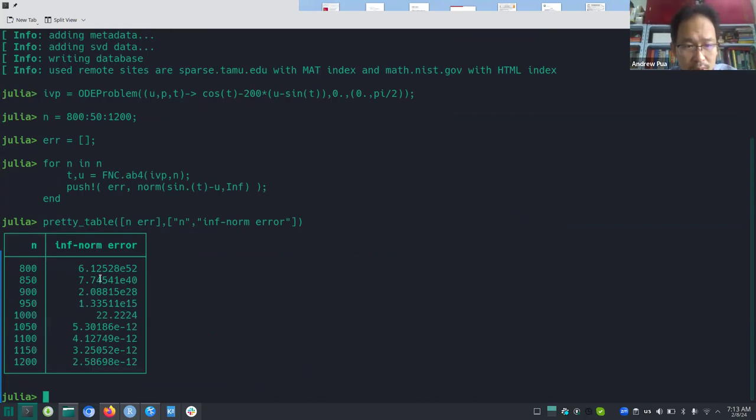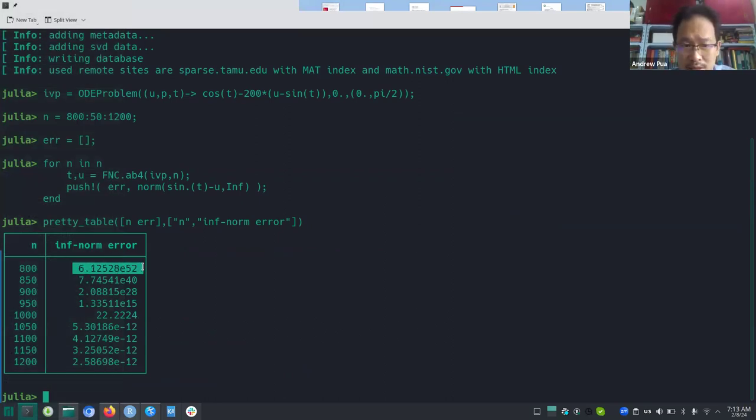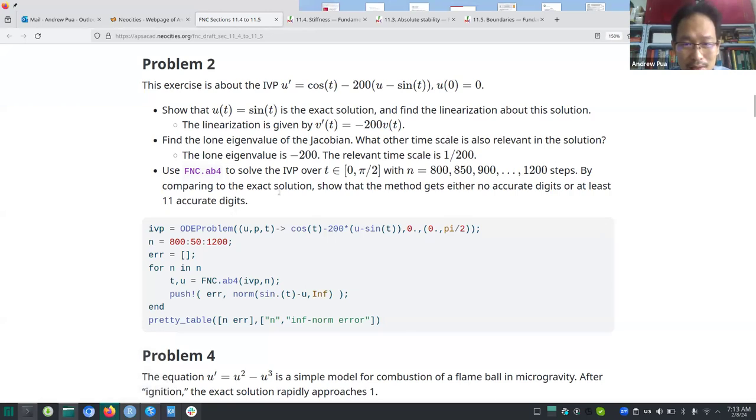And when you do the table, you quickly realize that when you use 800 steps, the error is proportional to 10 to the 52. And then when it gets to 1,000, it becomes 22. And then suddenly after 1,000, you have this proportional to 10 to the minus 12. So this is a particularly annoying problem. And here, when I compare to the exact solution, which is sine t, the method gets either no accurate digits or at least 11 accurate digits. So I think that's essentially the demonstration for this part. So that's problem two.